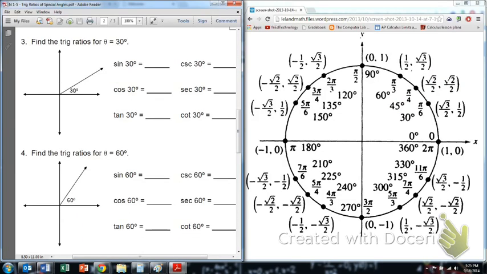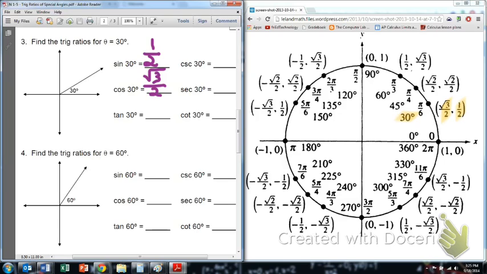30 degrees is also in the first quadrant. The x-coordinate is square root of 3 over 2. The y-coordinate is a half. Sine is the y-coordinate, so sine's a half. Cosine's the x-coordinate, so it's square root of 3 over 2.